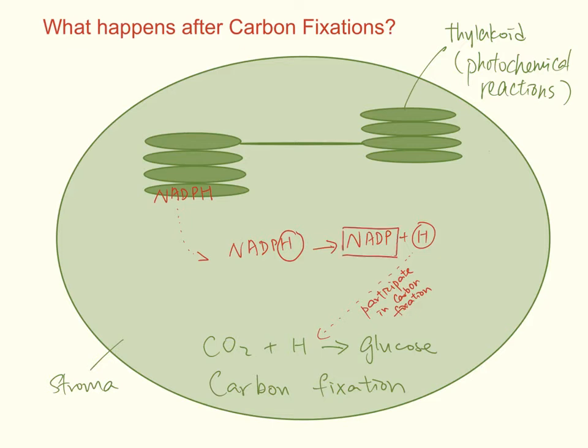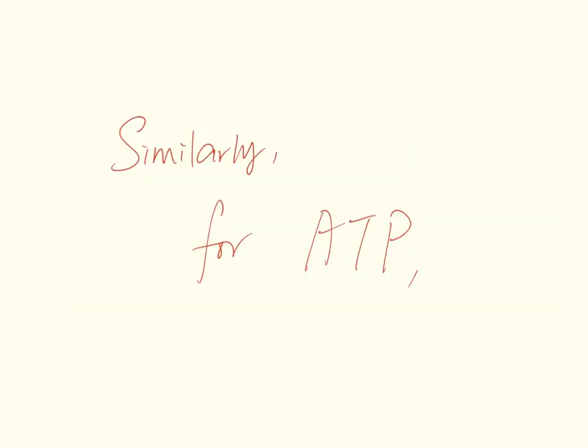So for the NADP itself, it will go back, also by diffusion, to the thylakoid membranes. When it goes back to the thylakoid membranes, it will pick up more H from photolysis to form NADPH again. This NADPH will then go back to the stroma for providing more H for carbon fixation, and the cycle goes on and on. The case is similar for ATP.